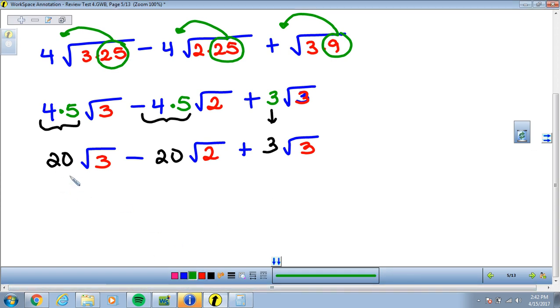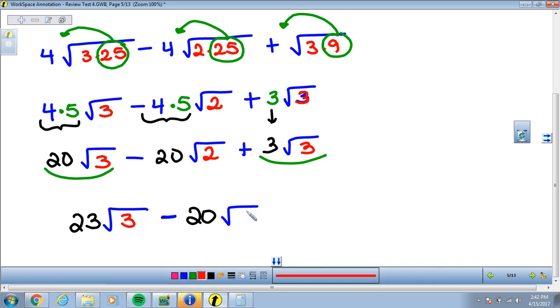Which like terms can we combine? The ones that have the same number inside of the radical, which are these two. So 20 plus 3, 23 square root of 3, minus 20 square root of 2.